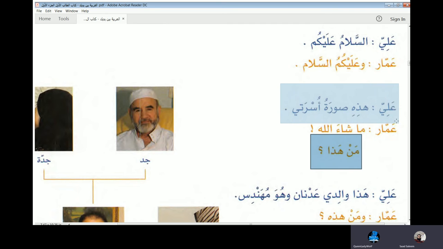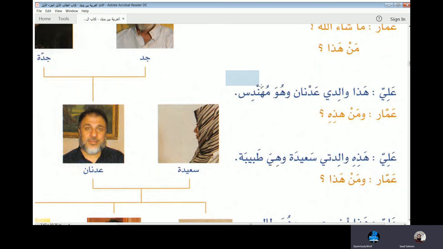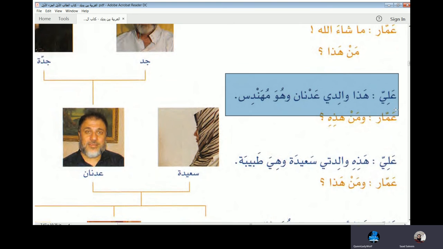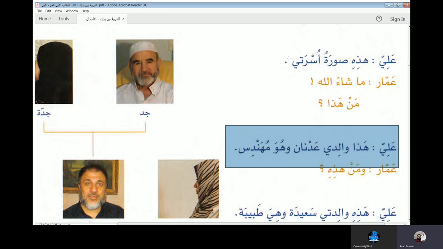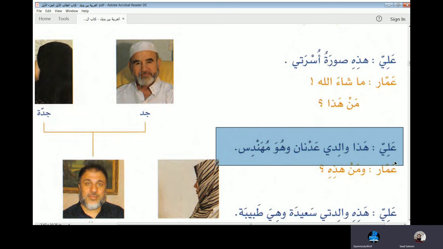Okay, so who is this? What is the meaning of this line? This is a picture of my family. The ya there means my, right? Yes, the ya means my. I try to write down as many notes as I can.